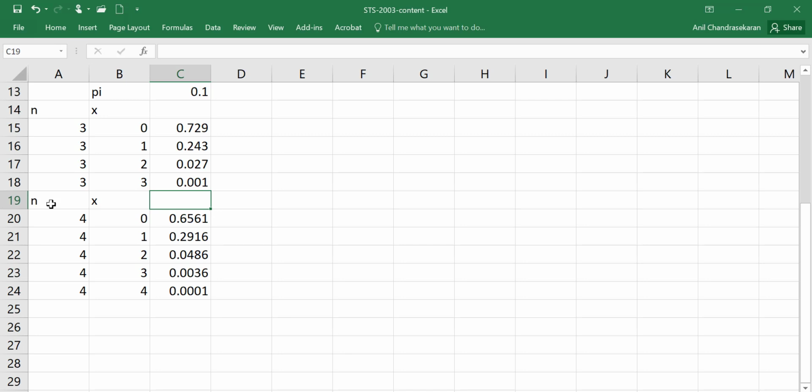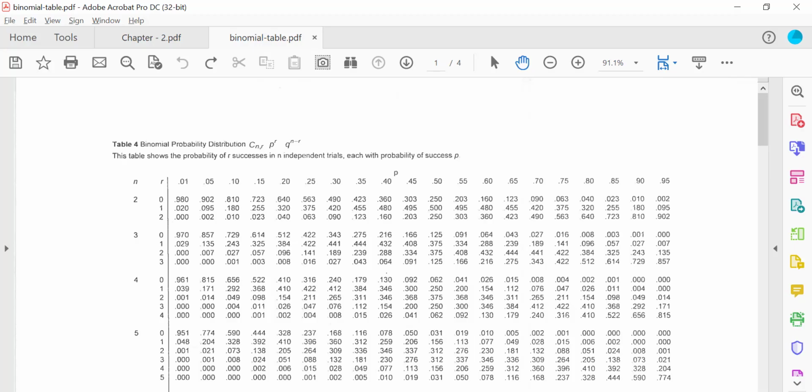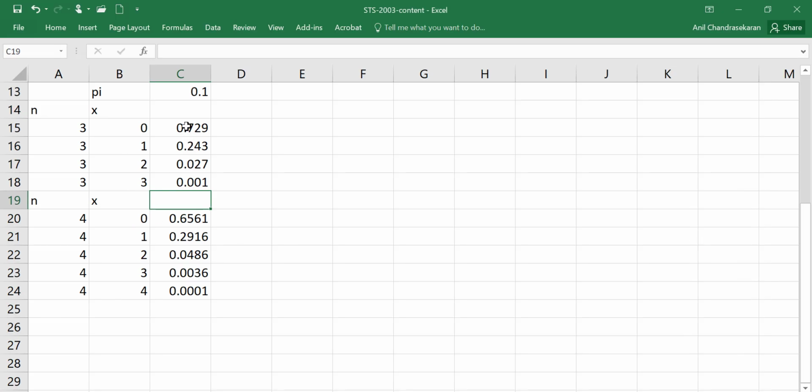Now this is how the tables are created, and here is a sample of how the table would look. You can see here, I did it for n is equal to 3 and 0.1. Now look at these values, 0.729, 0.243, 0.027, 0.001. These are the same values we got in Excel.